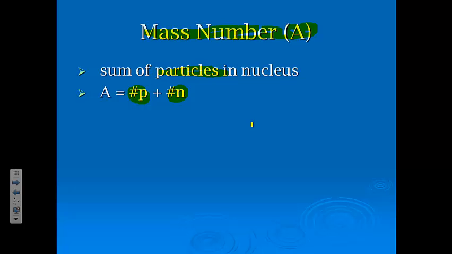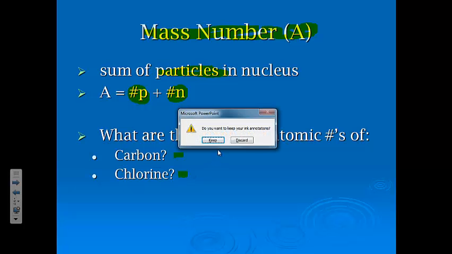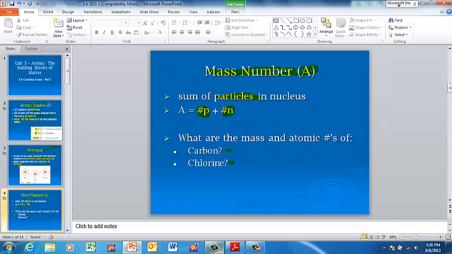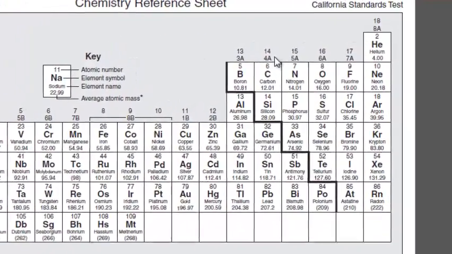So, for example, if we look at the mass numbers and the atomic numbers of both chlorine and carbon, we'll just arbitrarily pick one that has a 1-to-1 ratio because that's the most common for elements that are this small anyway. So how do we figure that out? Well, we go to the periodic table and we find carbon and we find chlorine.